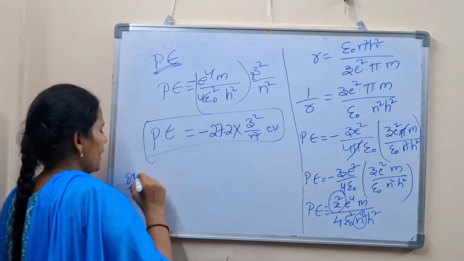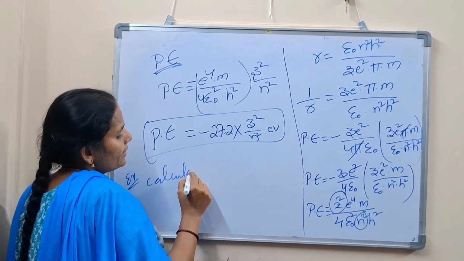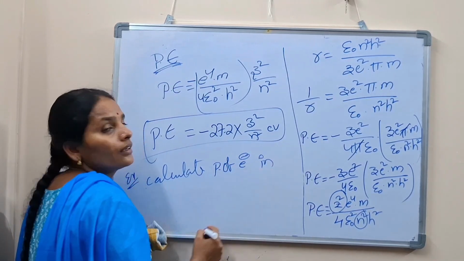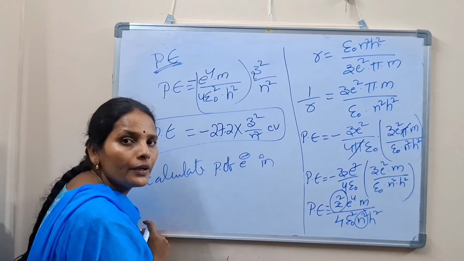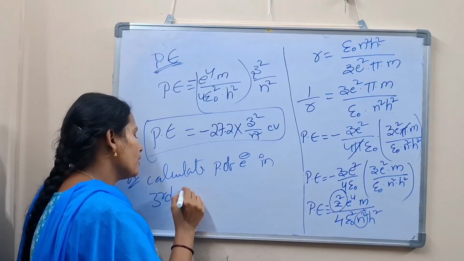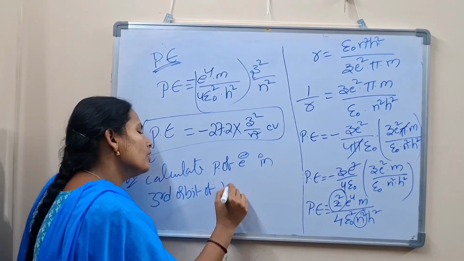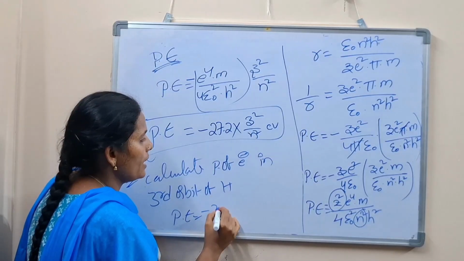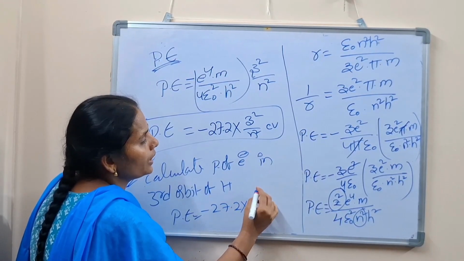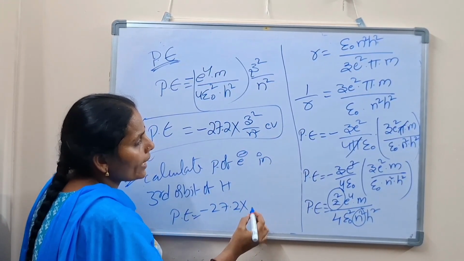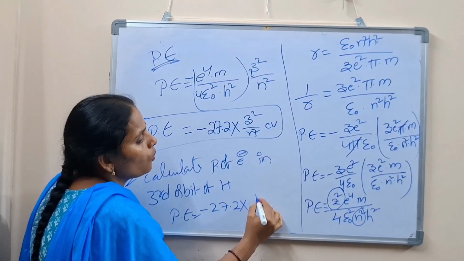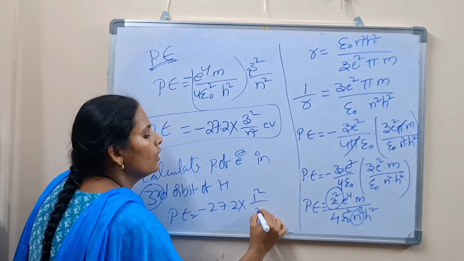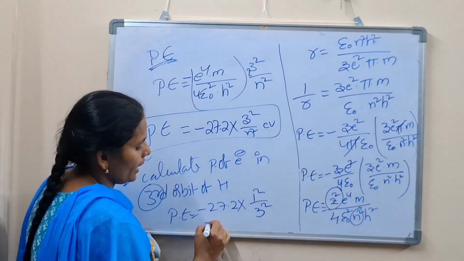Let's take an example calculation. Calculate the potential energy of electron in third orbit of hydrogen. Then we are placing the formula: potential energy equal to minus 27.2 into what is that? Z square. Z is 1 square. N, how much N here? Third one. 3 square. Okay.